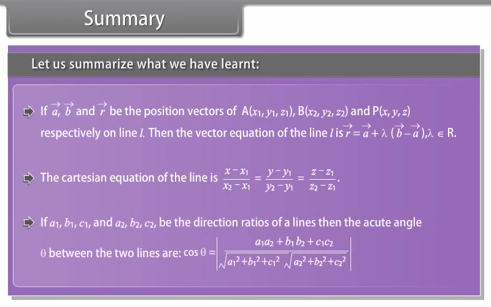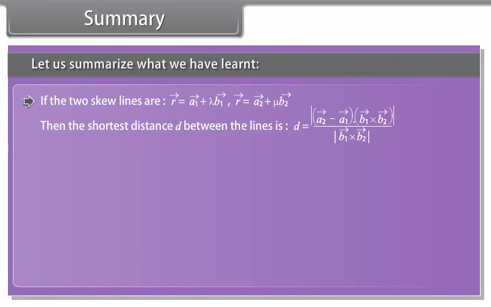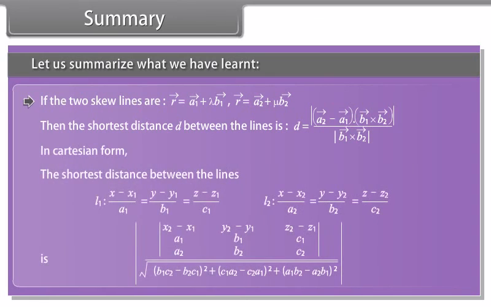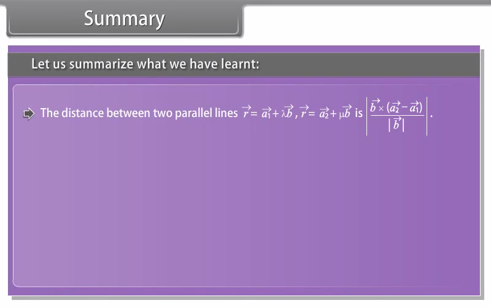If a1, b1, c1 and a2, b2, c2 be the direction ratios of a line, then the acute angle theta between the two lines is given by. If the two skew lines are given, then the shortest distance d between the lines is. In Cartesian form, the shortest distance between the lines is. The distance between two parallel lines is.